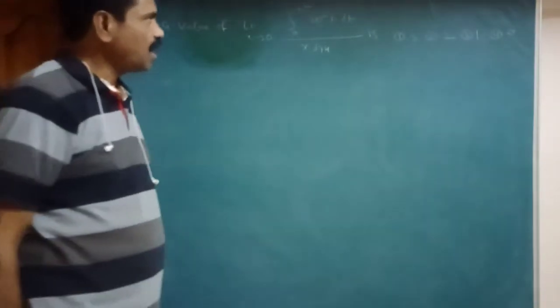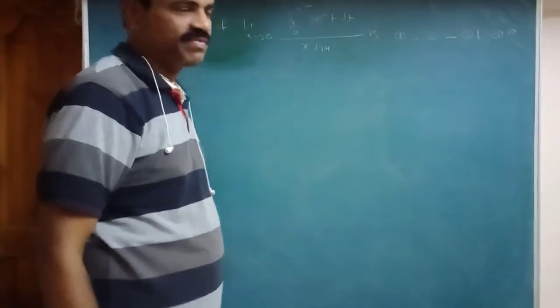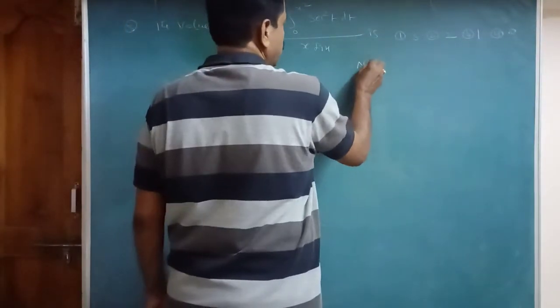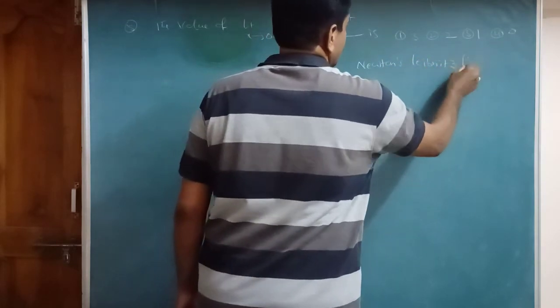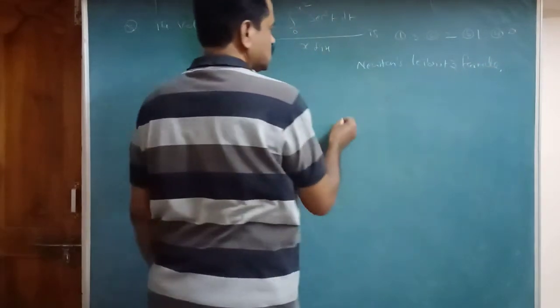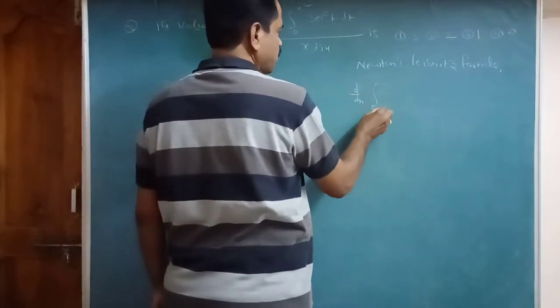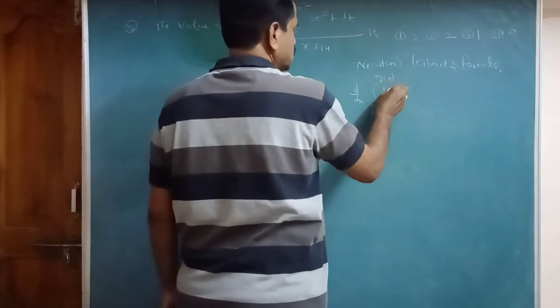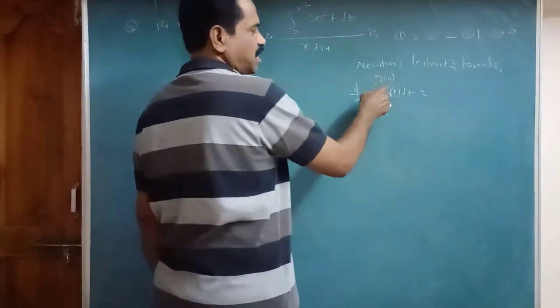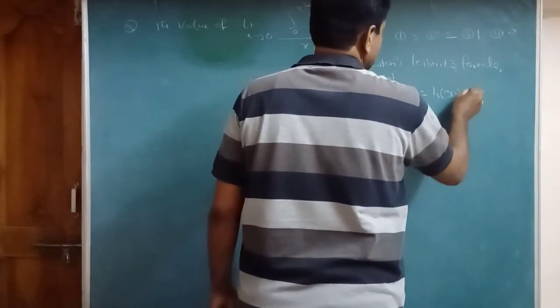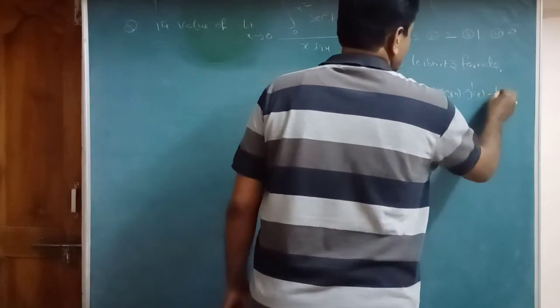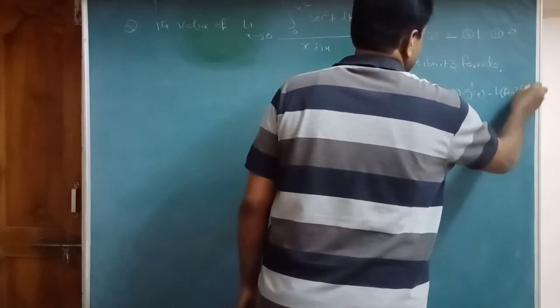Here apply the L'Hospital rule. After that we have to apply the Newton's Leibniz formula. That is d by dx of integral f of x to g of x, h of t dt, equals, apply in place of t the upper limit here, that is h of g of x into g dash x, minus h of f of x into f dash x. It is a Newton's Leibniz formula.